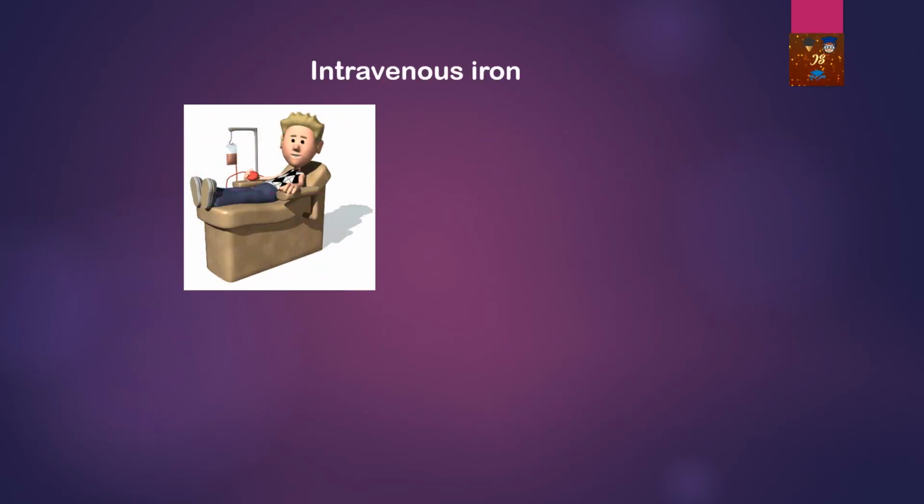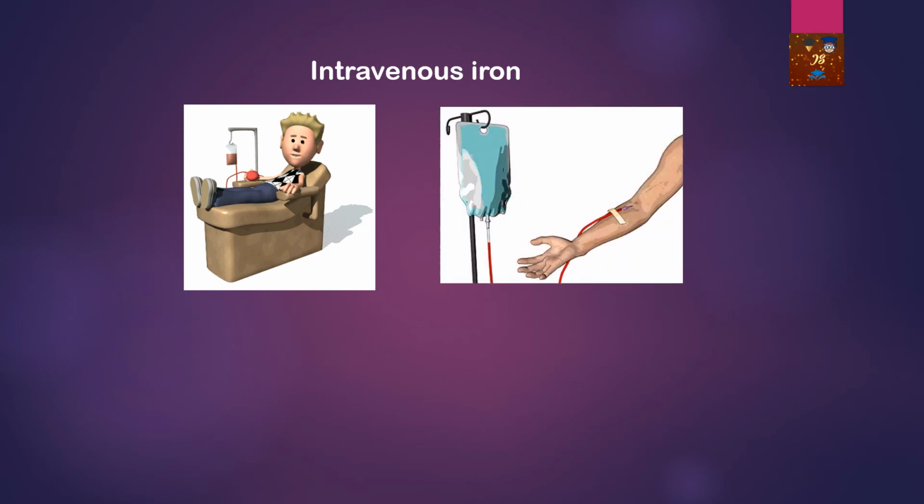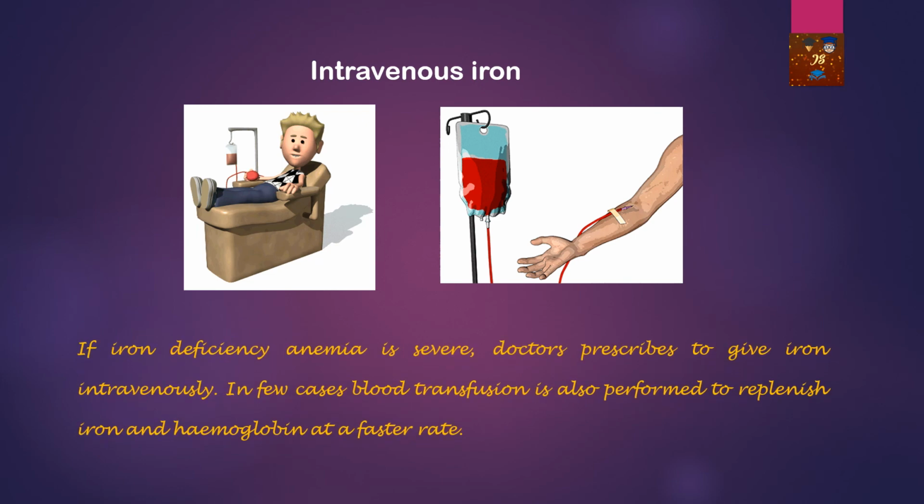Now, intravenous iron. Here you can see a patient lying with a transfusion bag, and how the transfusion occurs in the patient's body. If iron deficiency anemia is severe, remember the term severe, the doctor prescribes iron intravenously. In a few cases, blood transfusion is also performed to replenish iron and hemoglobin at a faster rate.